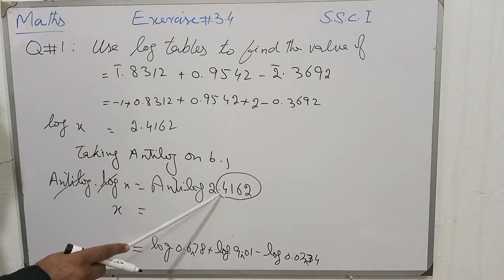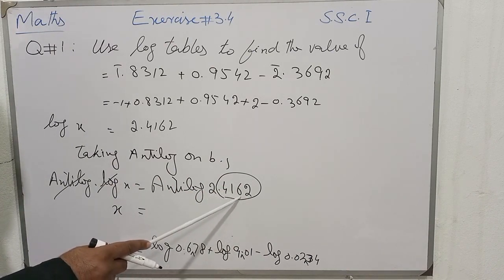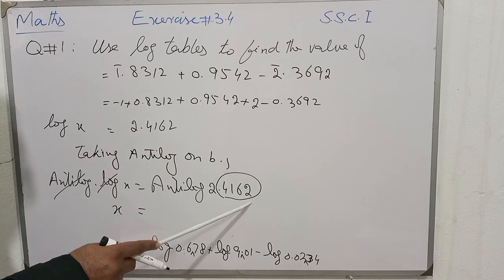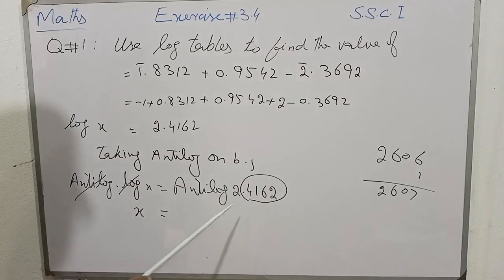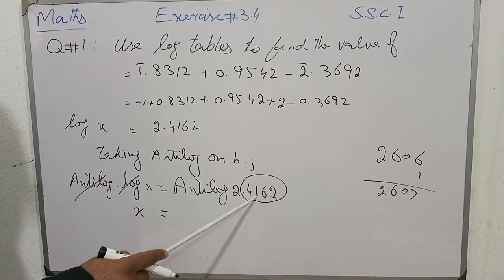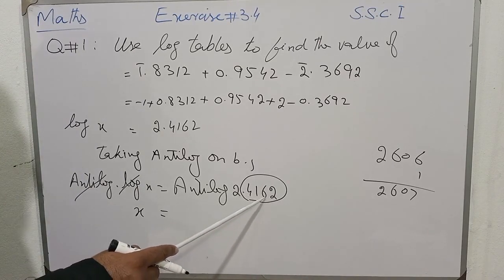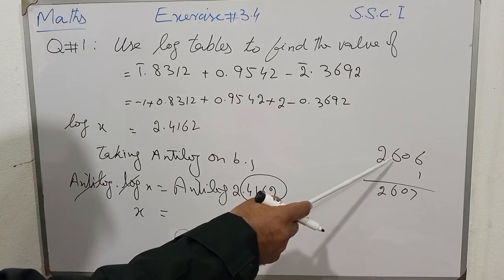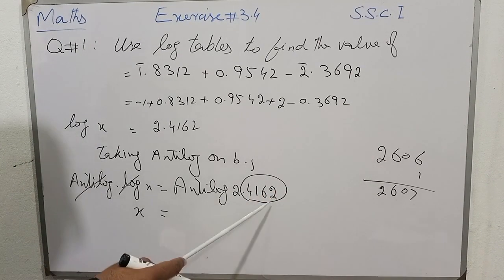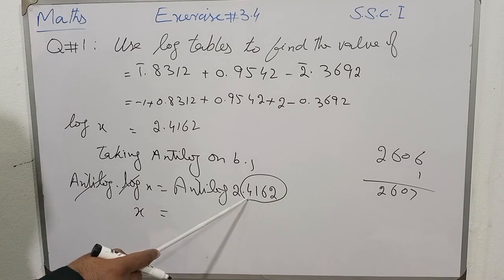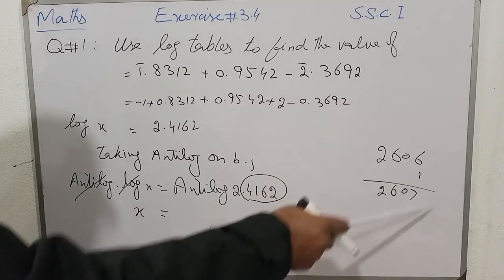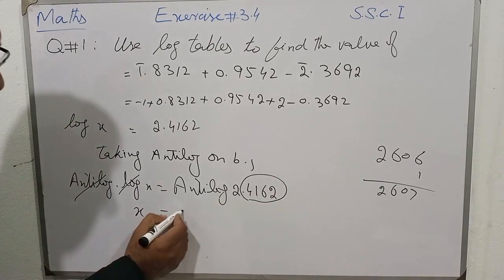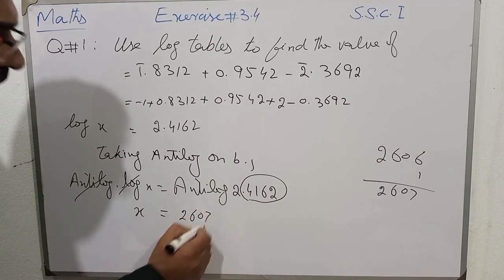In antilog table, we will see 0.41 in 6th column and take the difference in 2nd column. Friends, when you check 0.41 in 6th column in antilog table, you have 2606, and when you take the difference in second column of 0.41, that is 1, sum up both the numbers and you will have 2607.